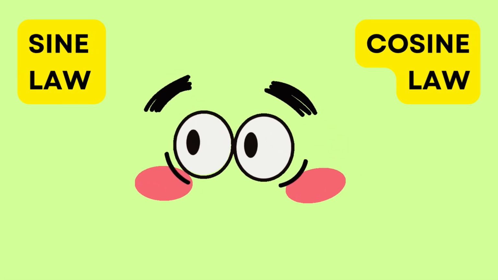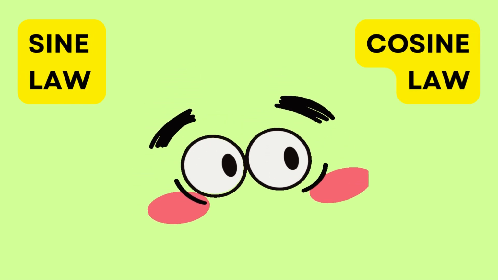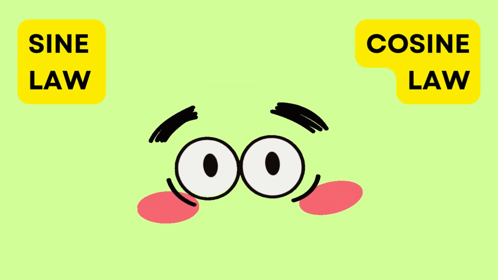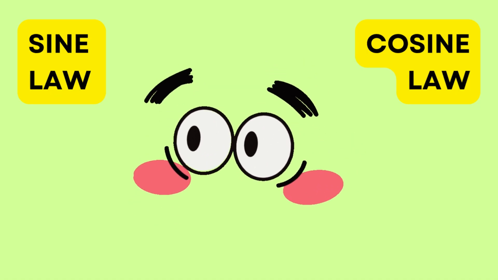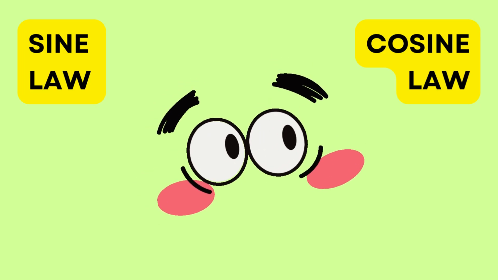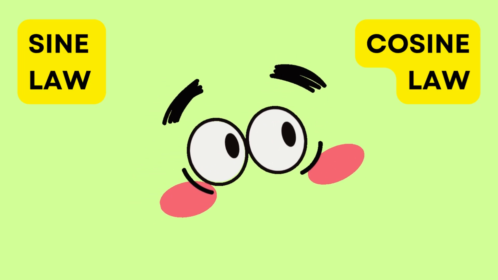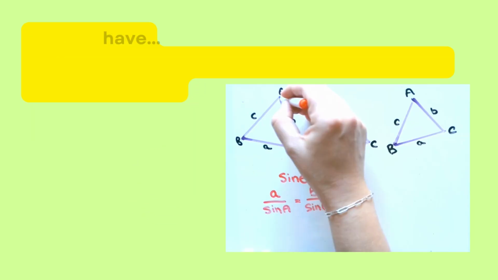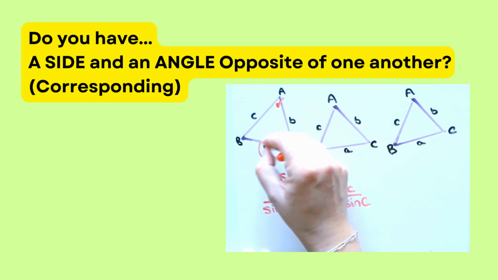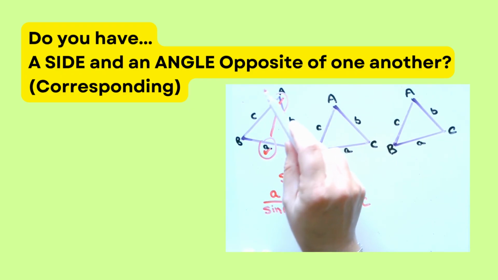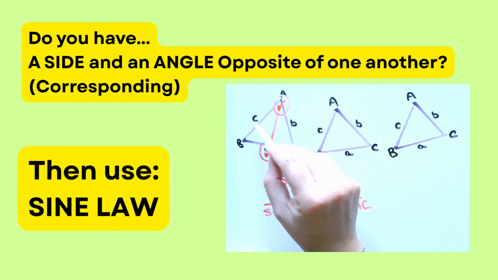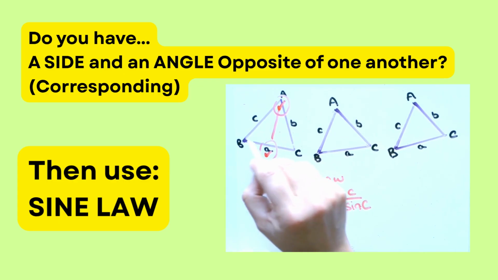Now I want to move on to sine law versus cosine law. And believe it or not, I don't try to memorize the rules. I just try to visualize what would fit into each formula. And yes, I'm fully aware that most students prefer sine law over cosine law, so let's start with that one first. So the next question is, do you have a side and an angle opposite of one another? It should look like this. Because that makes it fit perfectly into the sine law formula.